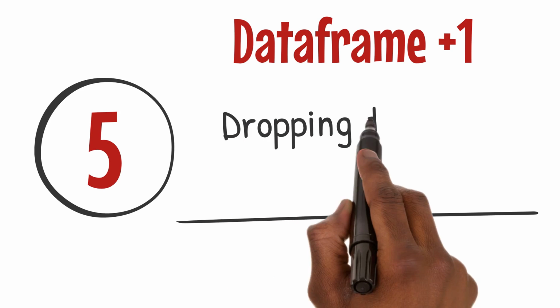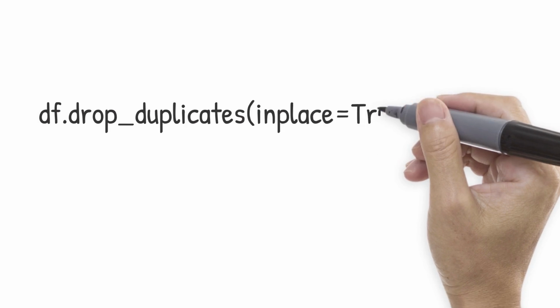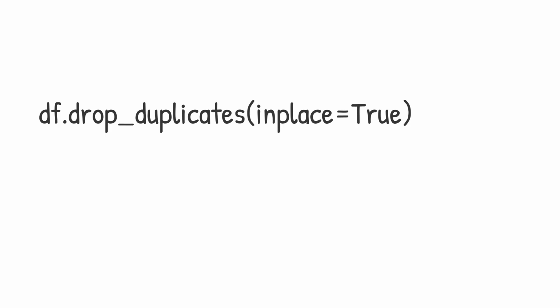Dropping duplicate records in a Dataframe is a breeze. Yes, that is it. Just call the drop duplicates method and all the duplicate rows in your Dataframe will be dropped. Do you recollect how difficult it is in a standard RDBMS database to do the same thing?